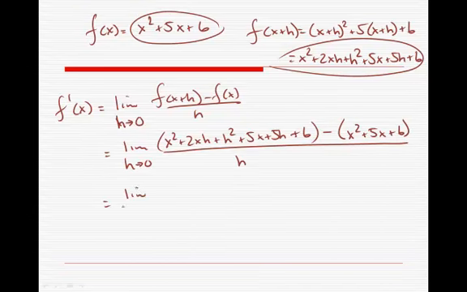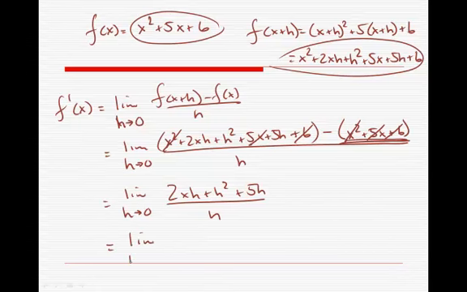So now we have the limit as h approaches 0. The x squareds cancel, the 5x cancels, and the 6 cancels. Everything in that second f of x should cancel, and we should be left with just terms that have an h component.